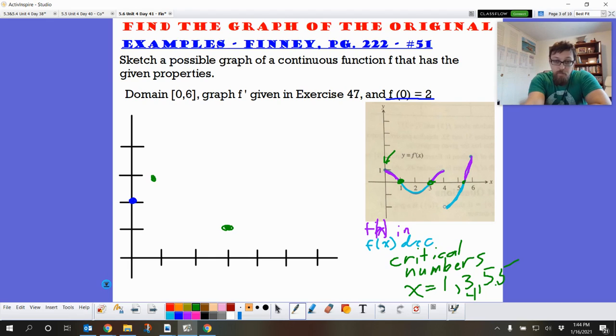At 4, we should have, let's see, we are increasing and then decreasing, so that should be a maximum. So that should go up above this one. And then at about 5.5, we had another minimum. So we're going to just say we go down some. So we want to increase and then decrease. Now these first ones we want to be nice and curvy. So, oh, let me try again.